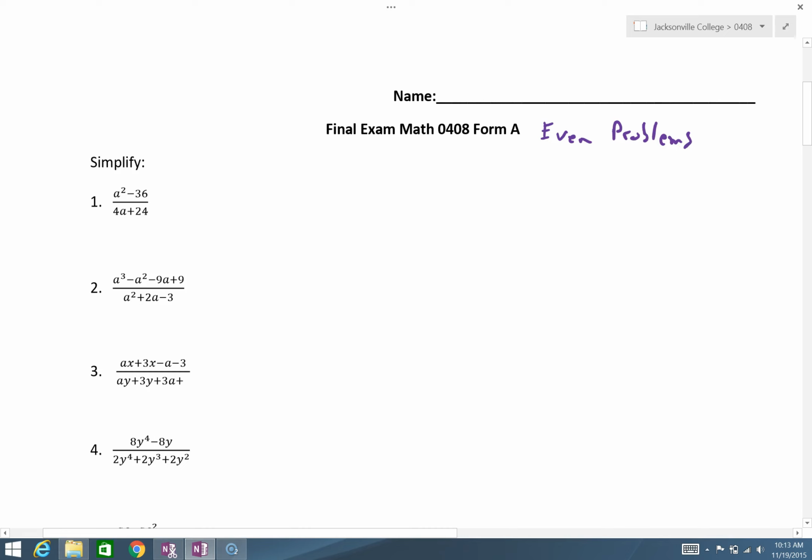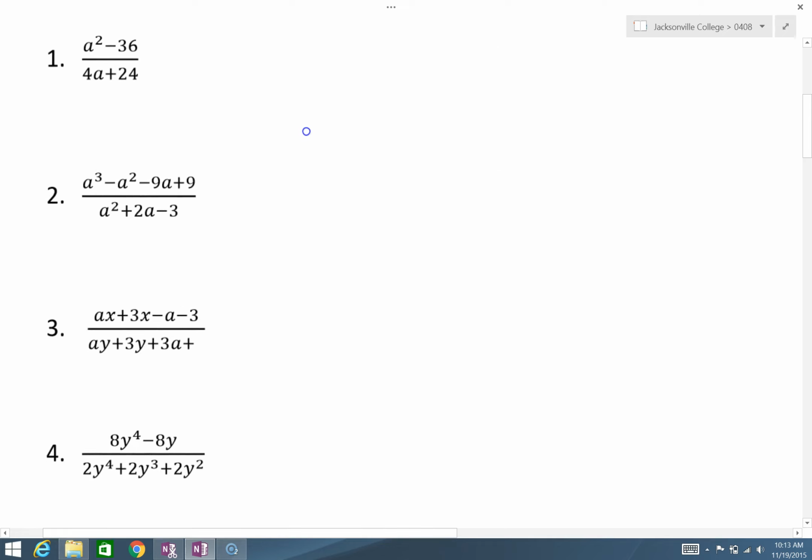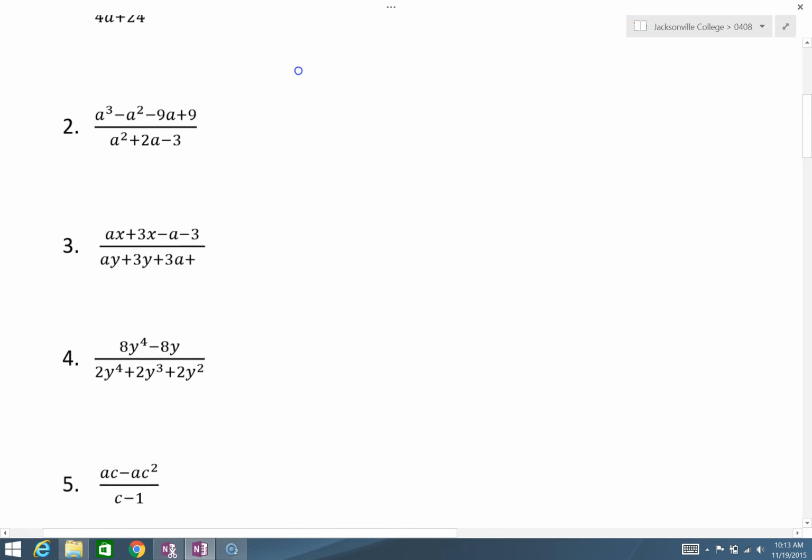Alright, I'm looking at problem number 2. The numerator, we have these 4 terms. When there's 4 terms, I'm going to look to factor it using grouping. Looking at my first two terms, a cubed and a squared, the common factor is an a squared. Factoring out that a squared: a cubed divided by a squared is a to the first. A squared divided by a squared is 1, so we have minus 1 here.